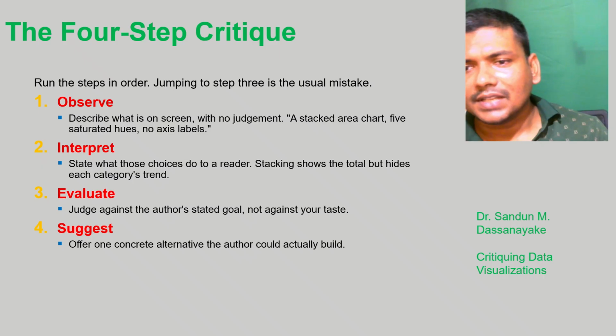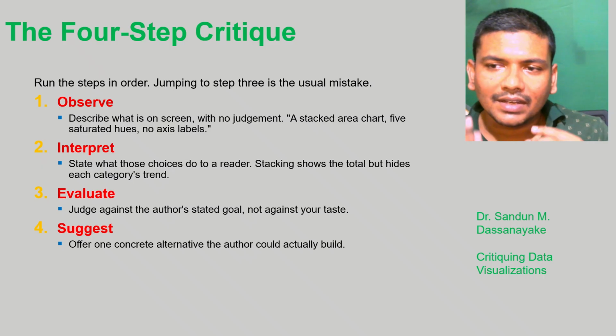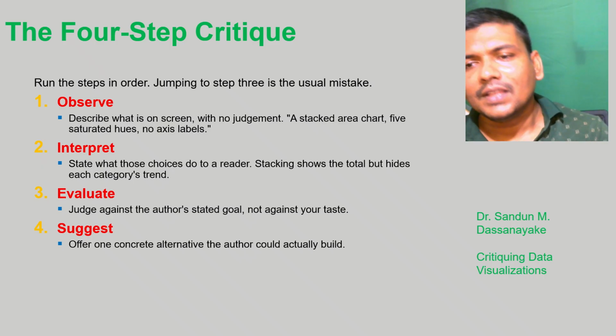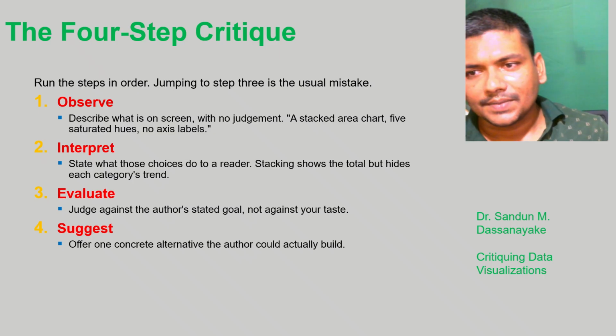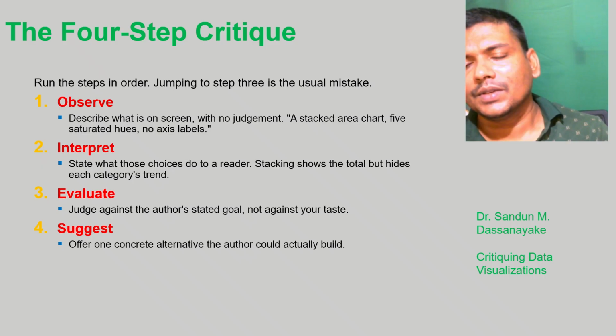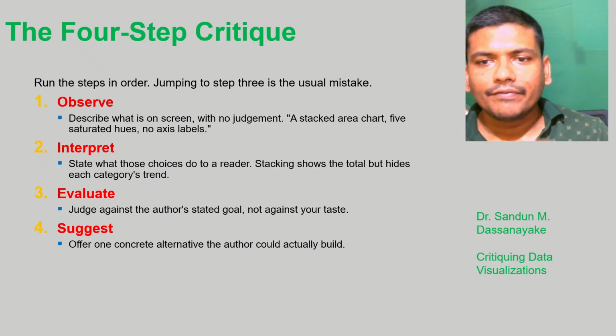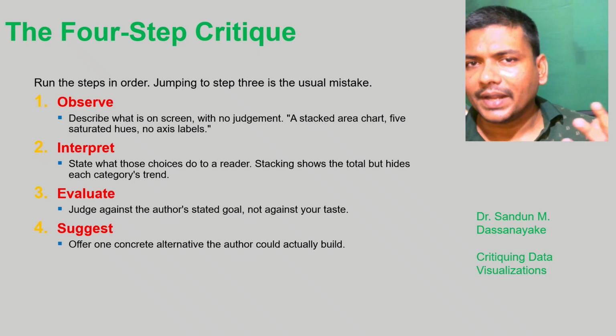Almost everyone jumps to step 3. The result is a verdict with no visible reason, which the author can only accept or resist. Run the steps in order out loud, and your feedback arrives with its own justification attached. It takes about 4 minutes per chart once practiced.